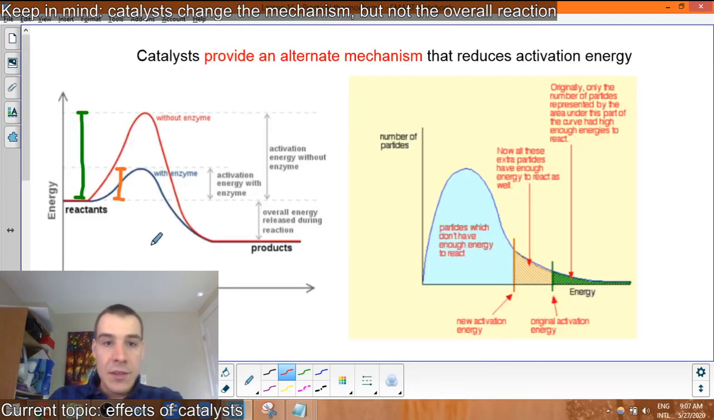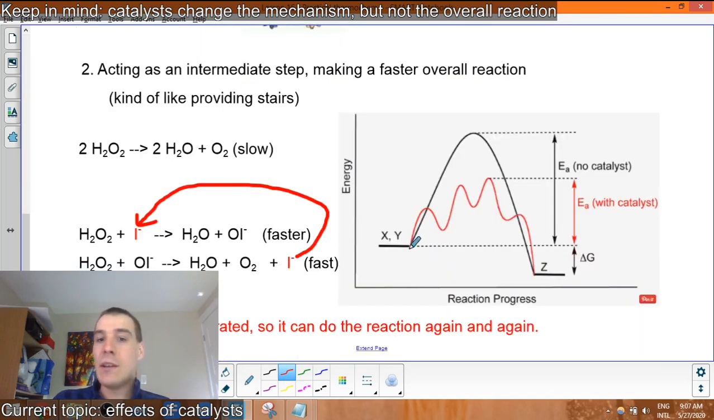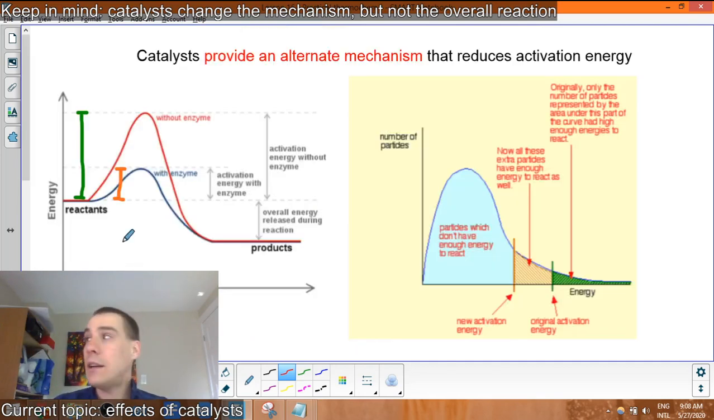In terms of energy, they provide an alternate mechanism, and that can reduce the activation energy. So we can see that here, right? One big activation energy versus many small activation energies. Me jumping up to my 2nd floor versus climbing up the steps. One big activation energy, many small activation energies, same overall start and finish. And here's another example of that. Here's one without the catalyst, here's one with the catalyst.